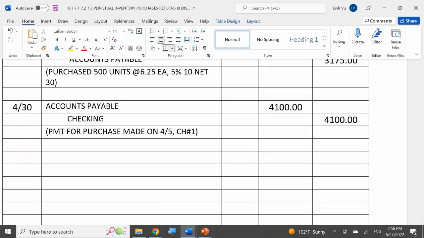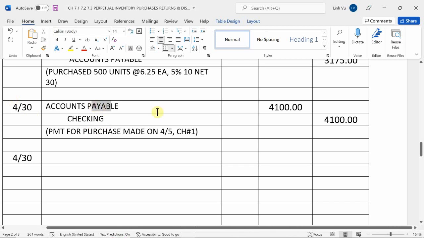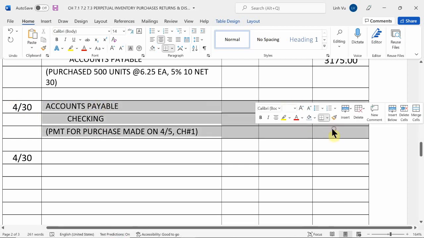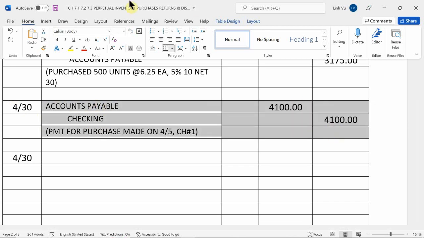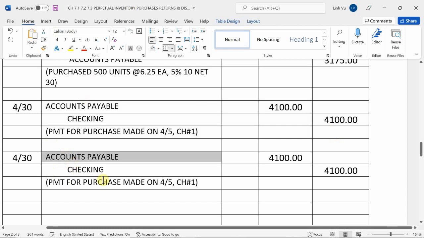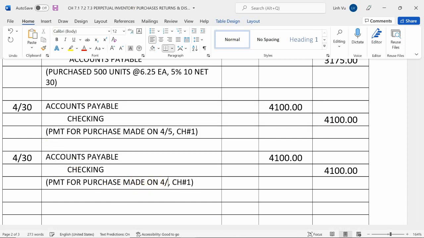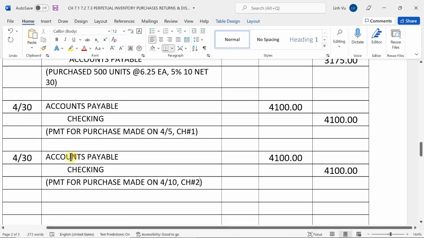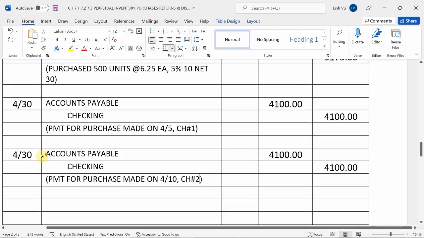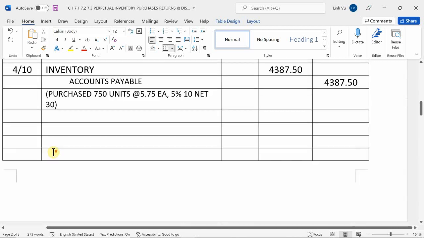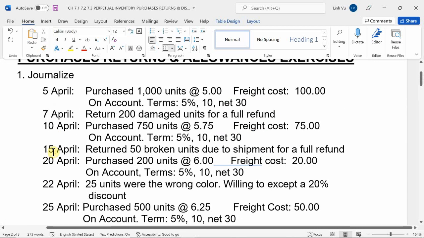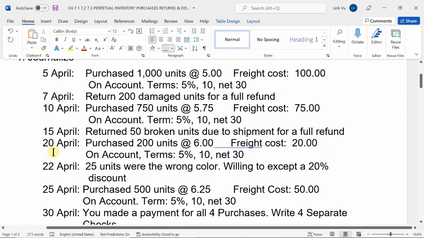So in this case, I'm going to copy this exact transaction because this is identical. The only difference is this purchase was made on April 10, and this is my second check I wrote. So then let's see what happened next, or which batch of inventory I purchased next.